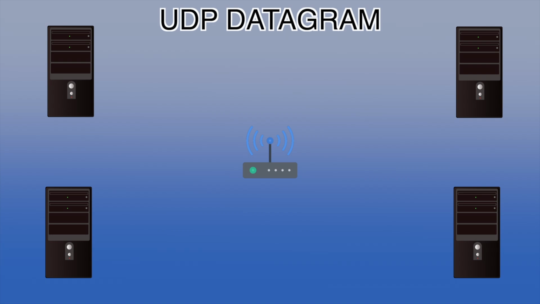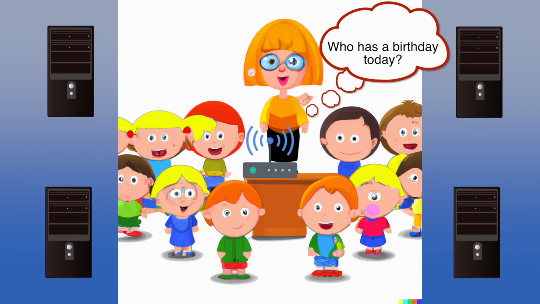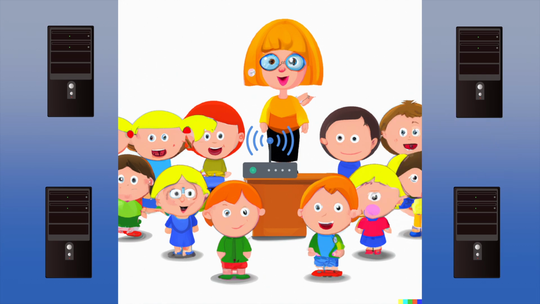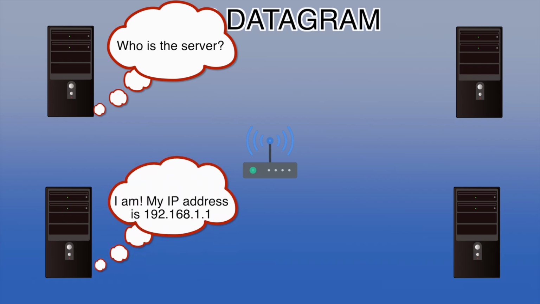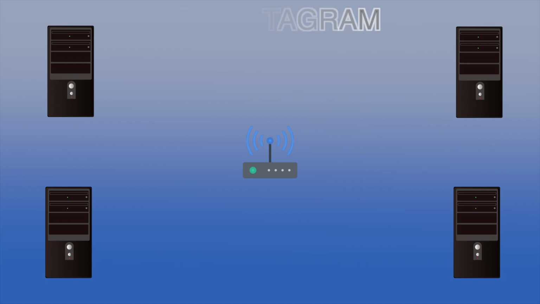To understand better how broadcast messages are useful, imagine that you are a teacher and you have a full class of kids. You know that one of the kids has a birthday today. In TCP, you would be required to ask each child about their birthday personally, but using UDP, you can say who has a birthday today and wait for a response from one of the children. It's the same story with computers. One computer could ask who is the server, and the server could respond I am and the IP address is, and send its real IP address.